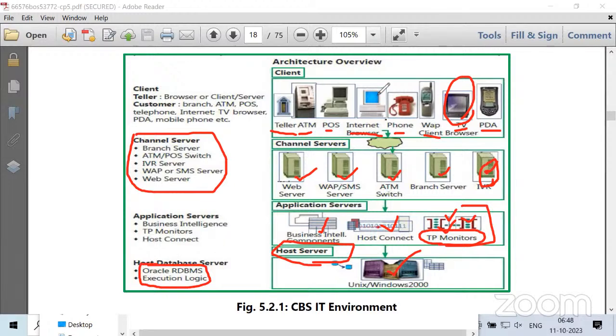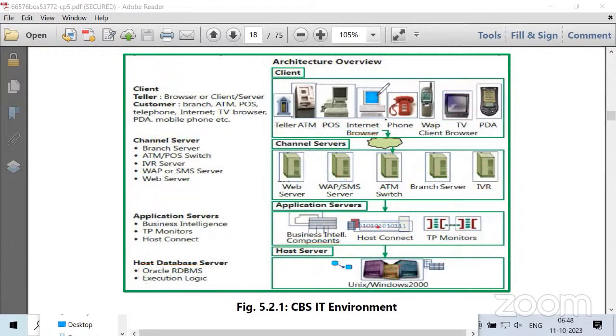So this is how the banking operations are carried out. Client means you are the client account holder. Then channel server means it is acting as a mediator. So through him only you'll be able to talk. So you'll come to the application server. From the application server, whatever processing you are doing, like business TP or host connect, you will go to this DBMS for ultimate updation. So this is how the banking operations are being carried out.